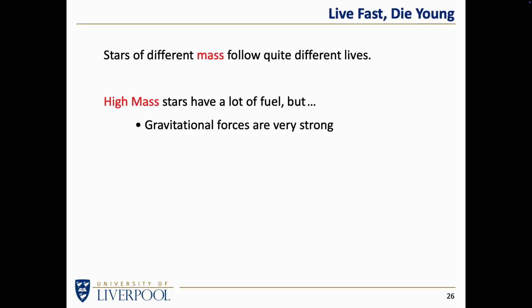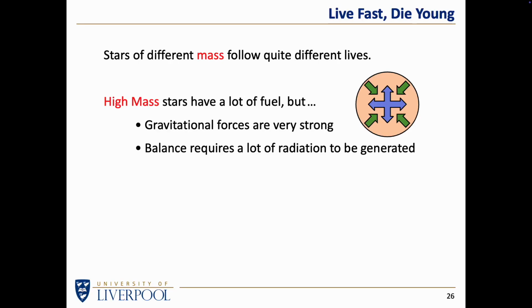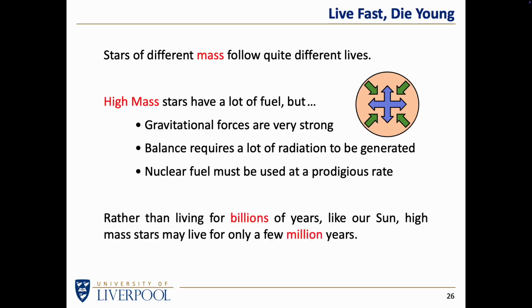Remember, a star has to stay in balance. So if you want to balance that gravity, you need a lot of radiation, so you need to use up your fuel really fast. Even though you've got a lot of it, it actually doesn't last as long with a high mass star. So the nuclear fuel must be used very fast. Compared to the sun's lifetime of a few billion years, a very high mass star might only have a lifetime of perhaps a few million years.